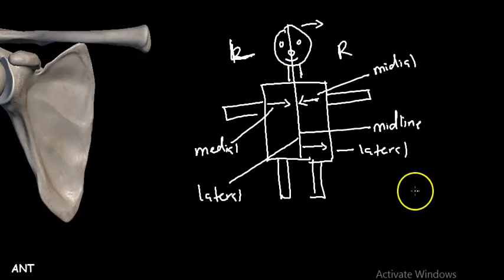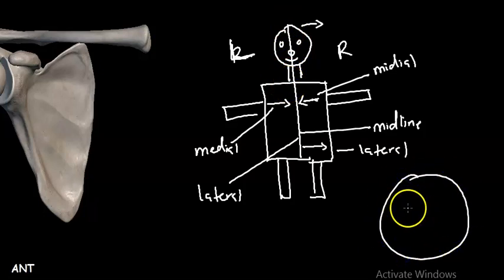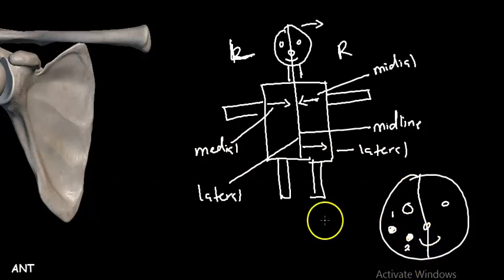Let's take another example. Let's say here we have the head, and here we have a freckle. Let's call this freckle 1. We have 2 freckles on the face. Let's call this 1, and let's call this 2. And here we have our imaginary line, which we call the midline. Between freckle 1 and freckle 2, which one of them is closer to the midline? In this case, freckle 2 is closer to the midline. We can simply say freckle 2 is medial to freckle 1.